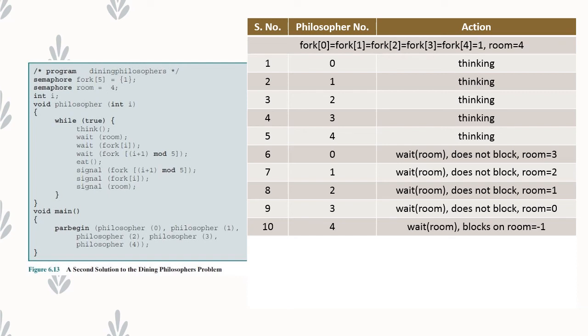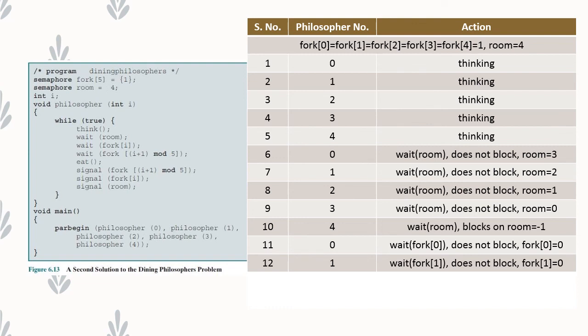Now the first 4 philosophers are inside the dining room and seated. The fifth philosopher is standing outside. Suppose that philosopher number 0 waits on fork 0. It does not block. Fork 0 becomes 0.